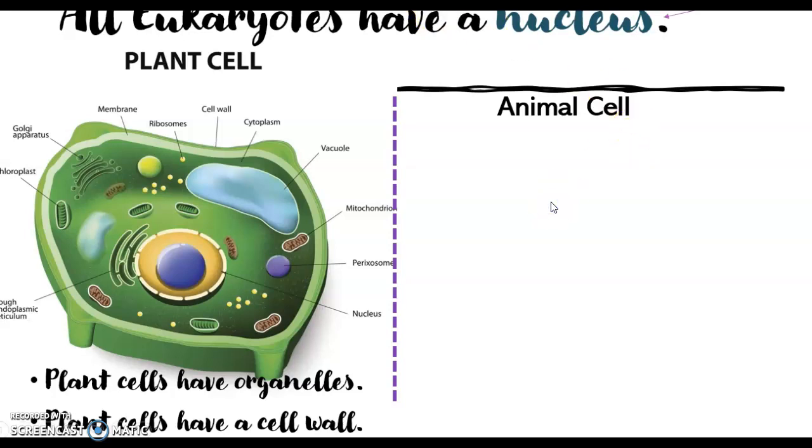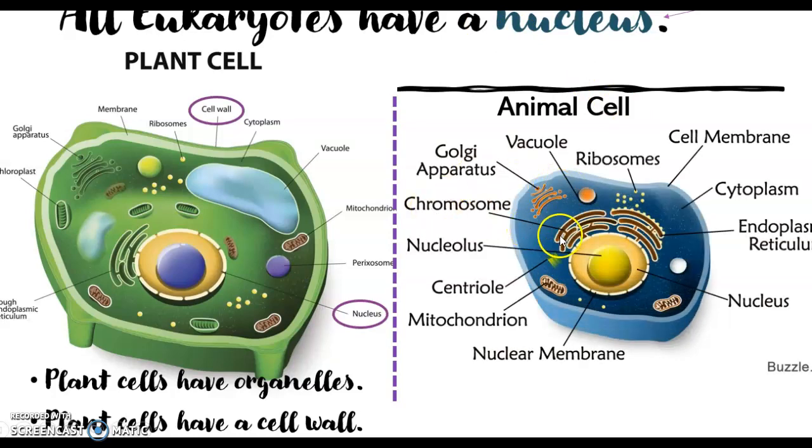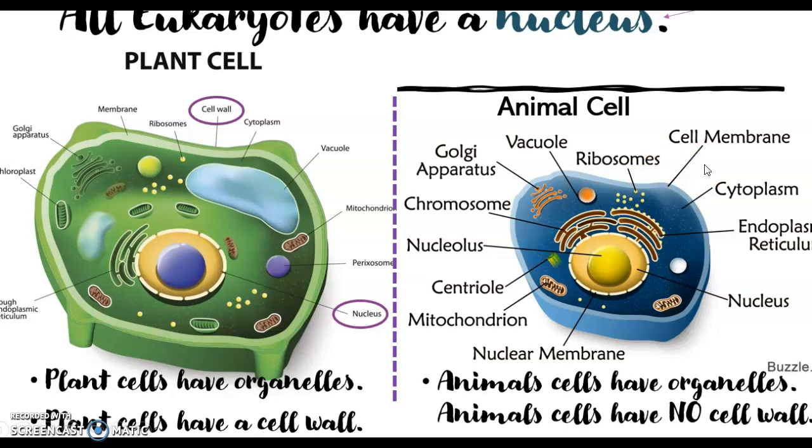Let's look at animal cells. Well, animal cells also have organelles. They are eukaryotic cells. They do not have a cell membrane. I'm sorry, they don't have a cell wall, but they have a cell membrane. So animal cells have organelles, but they do not have a cell wall. That's the difference between a plant cell and an animal cell. But they do have a cell membrane and a nucleus, as well as cytoplasm, just like plant cells.